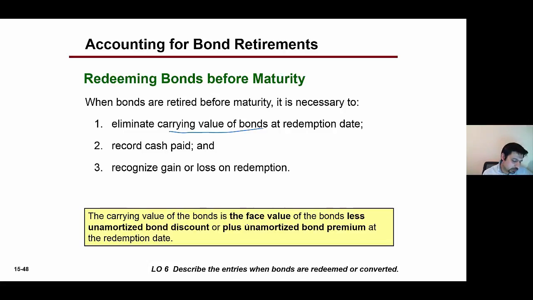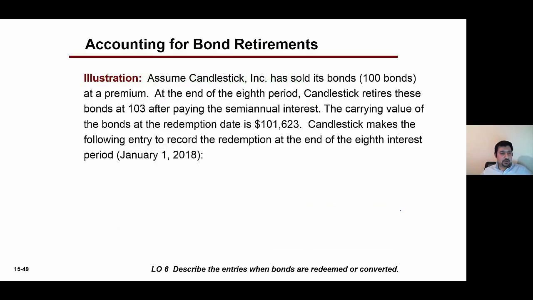So the carrying value is the difference between the face value and any unamortized bond discount or bond premium. If it was a bond discount, it will be face value minus unamortized bond discount, or it will be face value plus unamortized bond premium. This is what the carrying value is. So let's see how it is recorded.